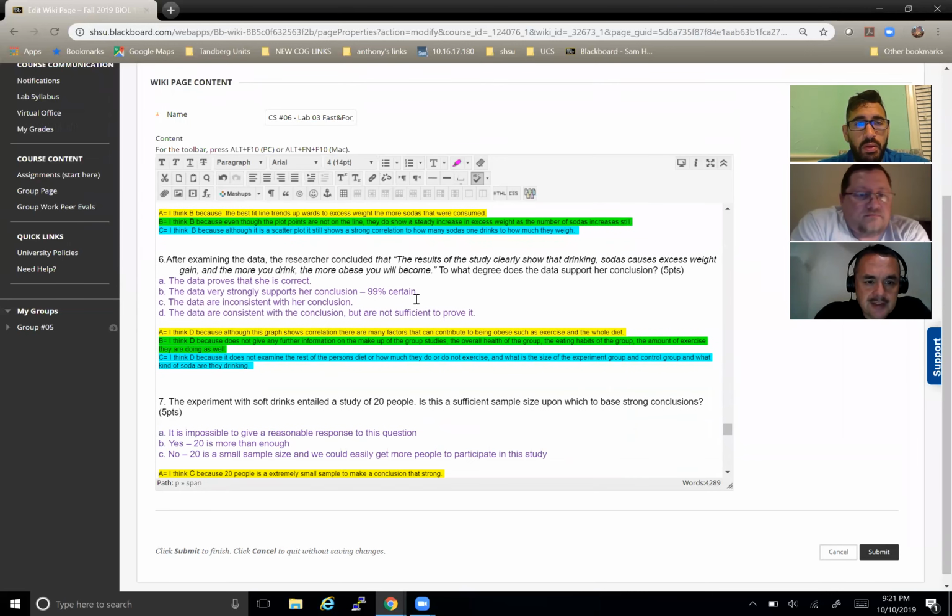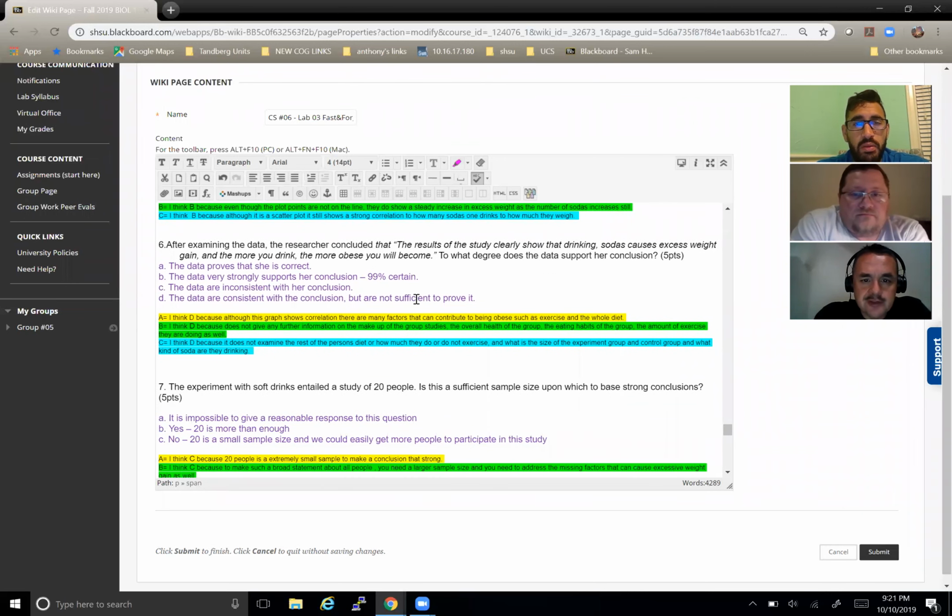After examining the data, the researcher concluded that the result of the study clearly showed that drinking sodas causes excess weight gain, and the more you drink, the more obese you will become. To what degree does the data support her conclusion? We all chose D, the data is consistent with the conclusion but not sufficient to prove it, because it does not examine the person's diet or how much they do or do not exercise, the size of the experiment group and control group, and what kind of soda they are drinking, whether diet soda or sugar soda, whatever.